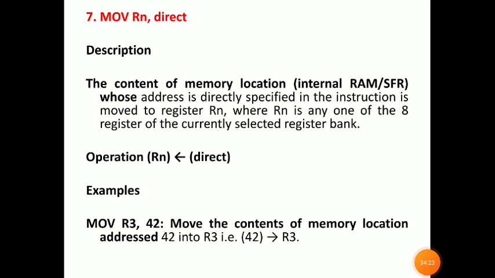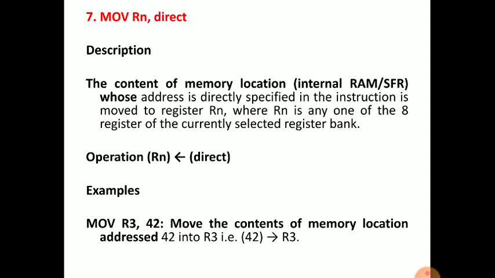And the seventh instruction in this data transfer type is MOV Rn, direct. We have seen MOV A, direct. In that, the direct address contents are copied onto the accumulator register. Now instead of A we have Rn as the destination, but the source is the same, that is the direct address. The address won't be copied, but the contents of the address are copied onto the Rn register.